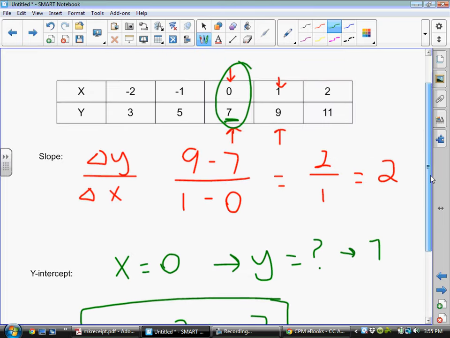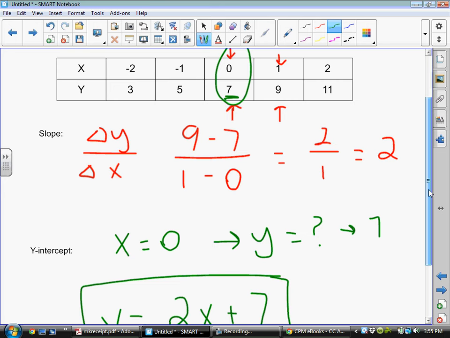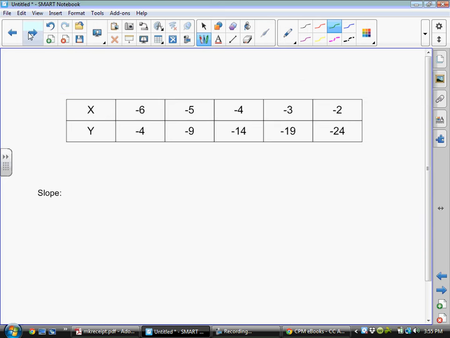So here's the equation for that table right there. We found the slope first, and the y-intercept was already in the table. Let's do an example where the y-intercept is not in the table. So here we have a table with some data. There's no 0 in the x column, or x row, you see that. So we're going to start by finding the slope: change in y over the change in x.